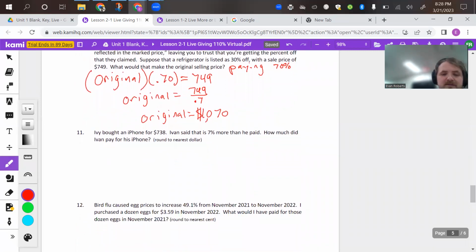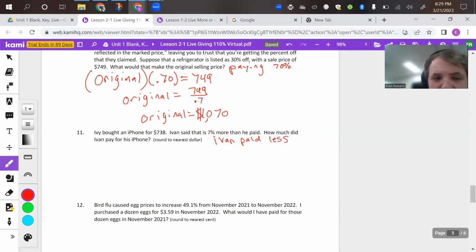Similar concept for these next two. So basically we want, I'm gonna always work off like the original. So if Ivy bought a phone for $738, Ivan said that is 7% more than he paid. How much did Ivan pay? So Ivan paid less. Ivan paid less than Ivy.